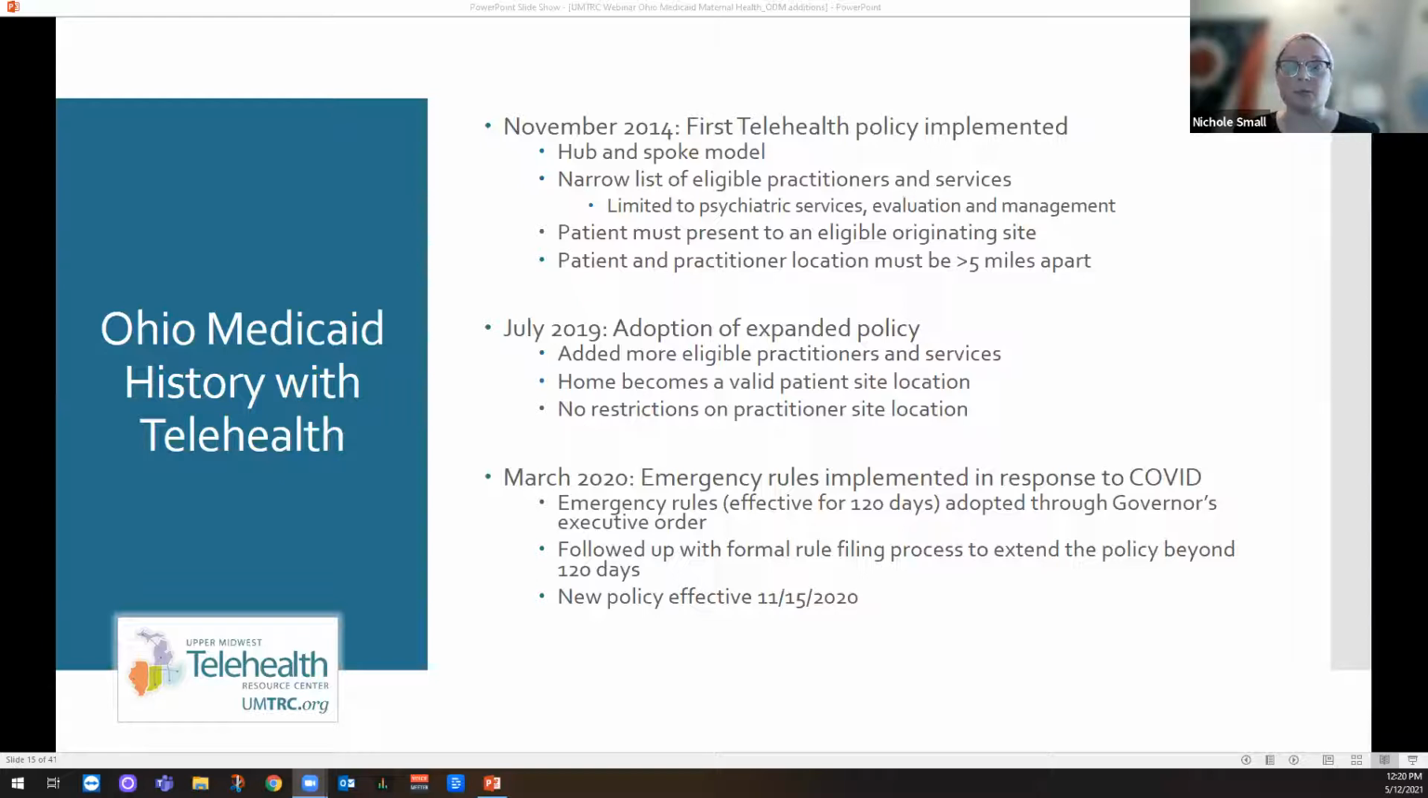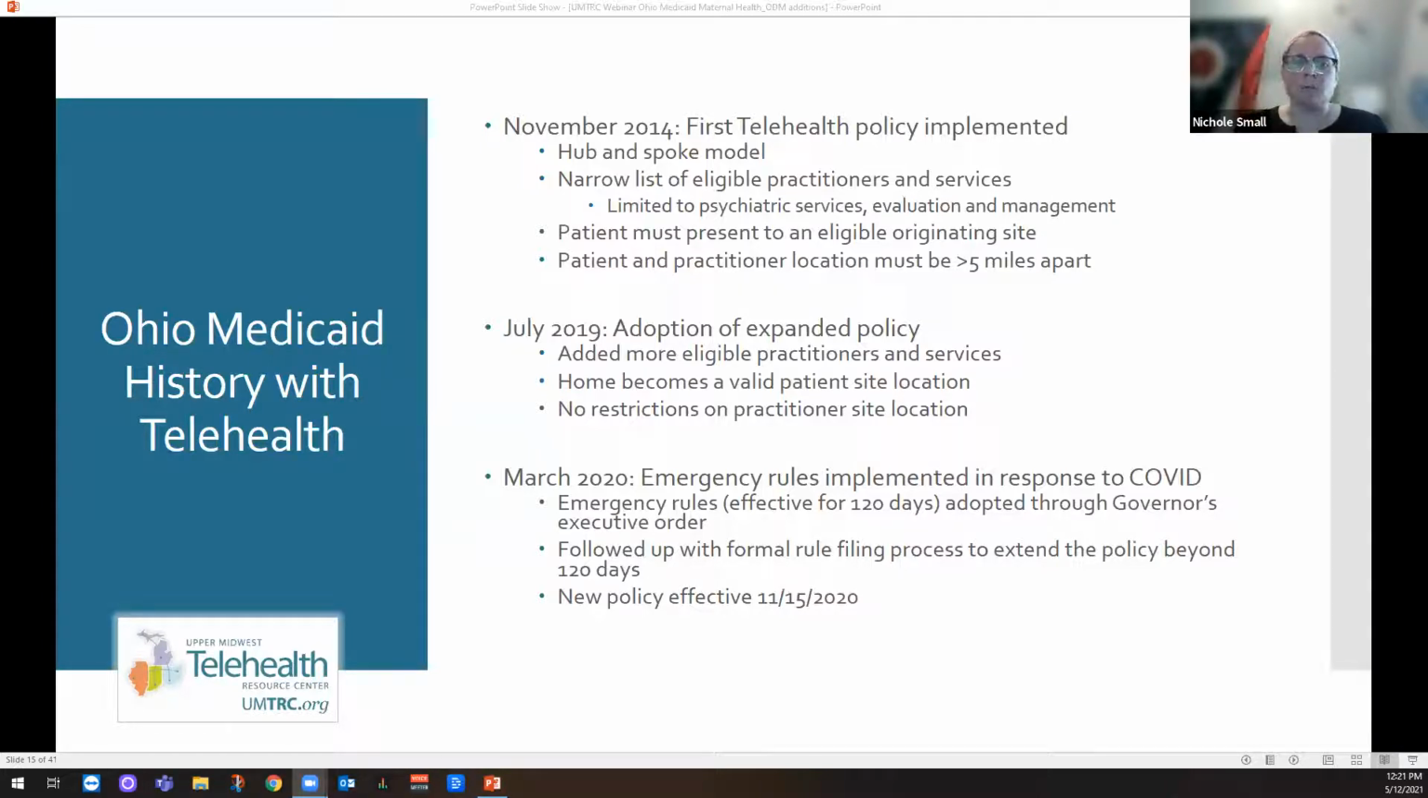The patient still had to present to an originating site, so they couldn't be at their home or any other location. The patient still had to present to an office. So the intention there was that patients, in rural areas of the state, could access specialists from other areas of the state. So that was kind of the impetus of our first telemedicine policy. We also required the patient and the practitioner to be located more than 5 miles apart. So we wanted to prevent a big hospital system from calling from the 10th floor to the 5th floor, things like that. We still wanted patient-centered care. So that's why we had the restriction on the 5 miles apart.